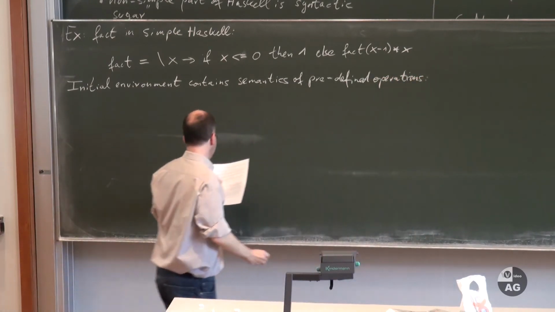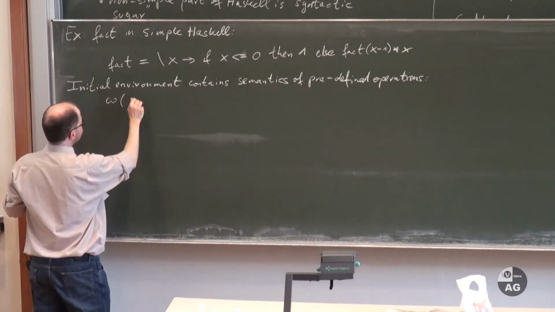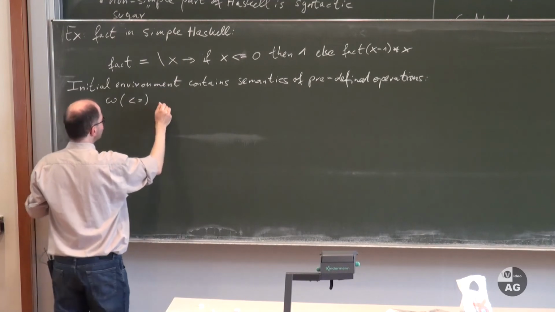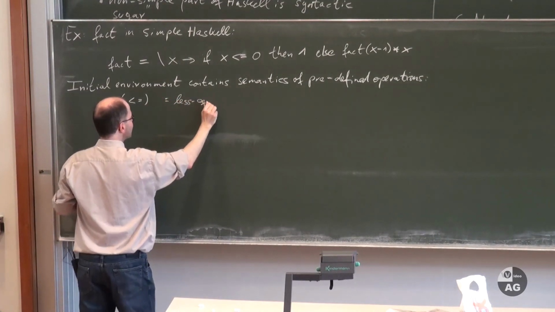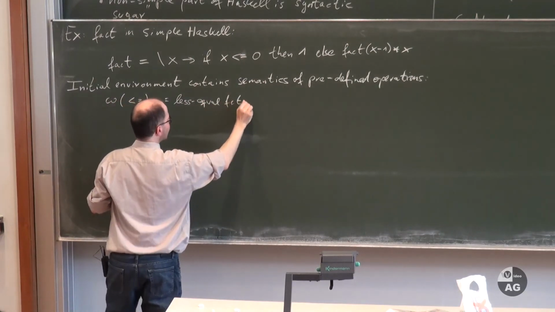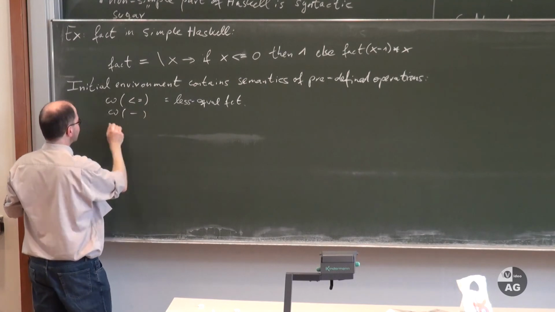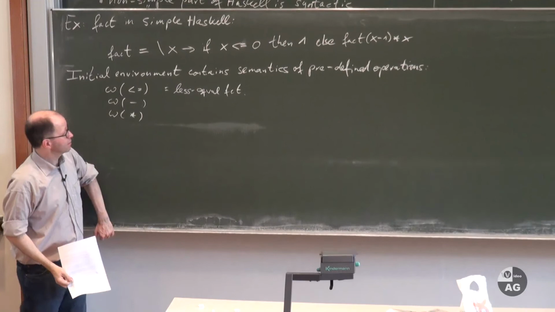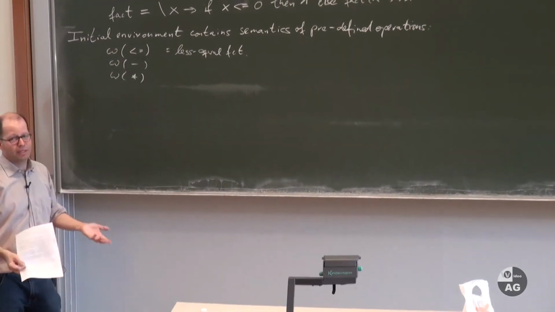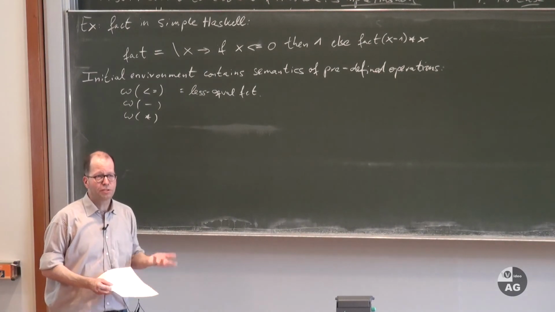So what that means is that this predefined operation will map less than or equal to the less equal relation, the less equal function. And similarly, this knows what minus means and it knows what times means. So this is predefined. And this initial environment tells us what these things mean. The question is, what does fact mean?